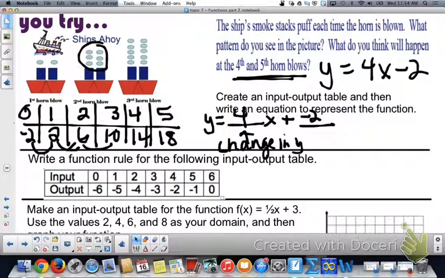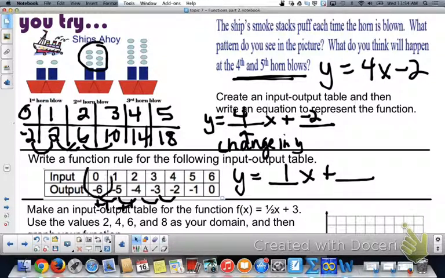Okay, the next one. Write a function rule for this input-output table. So again, we have y equals the change times x plus the 0 number. The change in this one, each time, we are going up by 1, right? We're adding 1. Negative 6 plus 1 is negative 5. Negative 5 plus 1 is negative 4, and so on. So we are adding 1, so that's 1x.